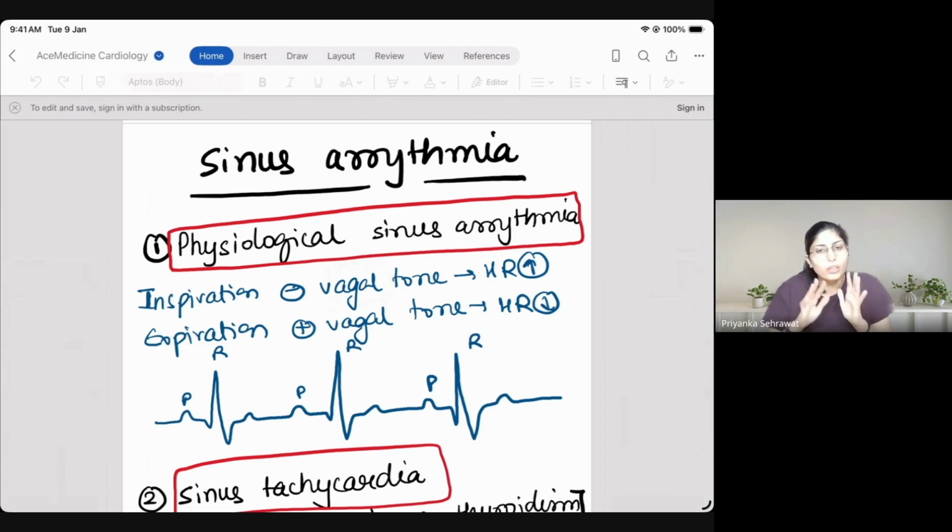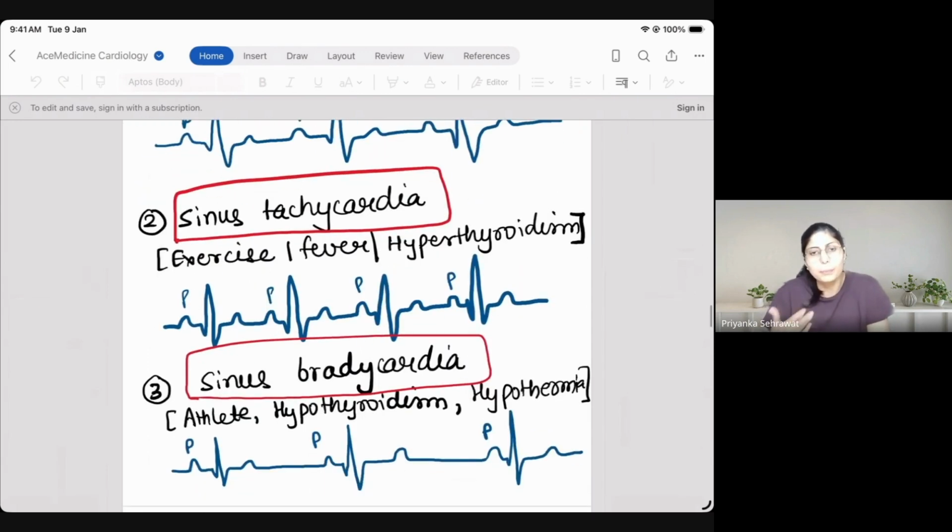During inspiration, because vagal tone gets inhibited, the heart rate increases. The vagus is a nerve that gives inhibitory output to the SA node and the AV node. If the vagus nerve gets inhibited, the nodes get more excited, so heart rate increases. During expiration, while we are breathing out, our vagus gets stimulated, which leads to more negative output to the nodes and decreased heart rate. So this is physiological sinus arrhythmia, which happens because of breathing.